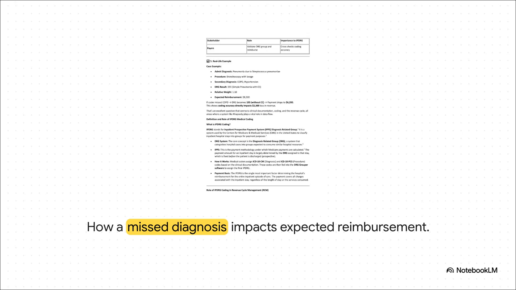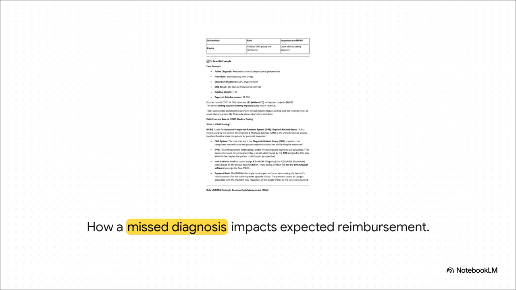Let's look at the financial reality on a micro level. Imagine a patient admitted for simple pneumonia. If the coder captures a secondary diagnosis of COPD because of clear physician documentation, the case groups to MSDRG 193, that's simple pneumonia with a complication or comorbidity, which carries an expected reimbursement of around $8,500. But what if that COPD is missed because of poor or vague documentation? The DRG downgrades to 195, meaning without a CC, and the payment suddenly drops to $6,200. That is a direct $2,300 revenue loss on a single routine admission.